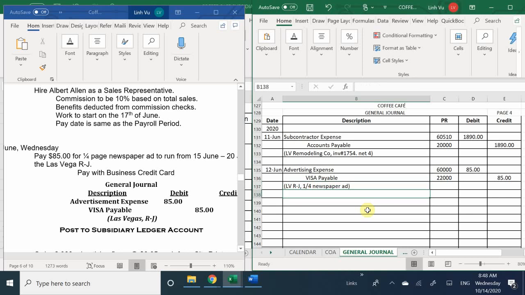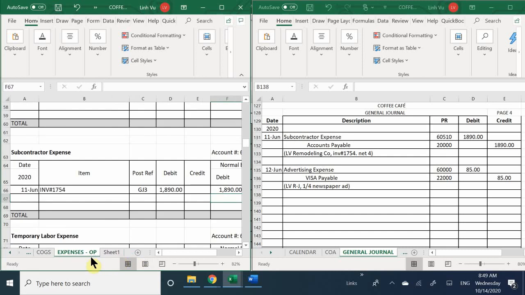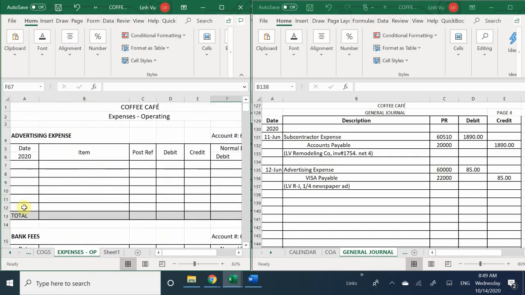Okay, newspaper ad. So now my journal is complete, so let's go ahead and go to the ledger. All right, the first thing that I've incurred was an operating expense. It should be the very first thing on your operating expenses. I believe this is page 34 in your workbook, I mean, in the sheets.